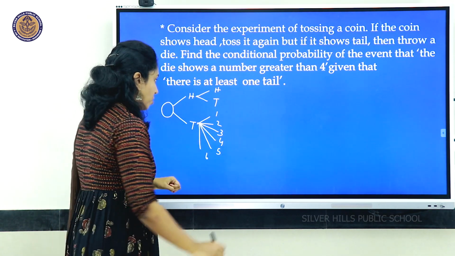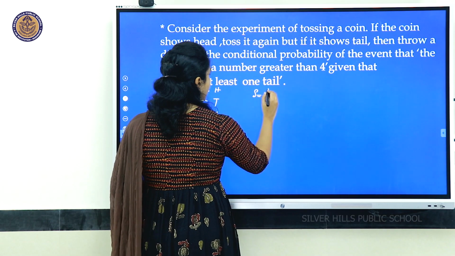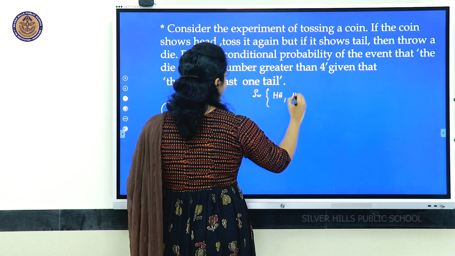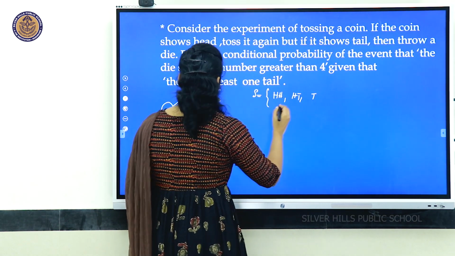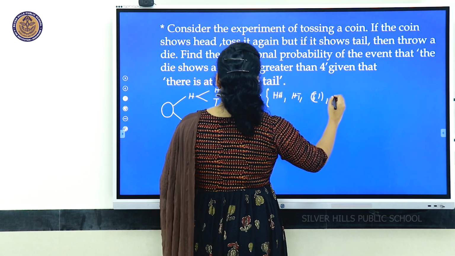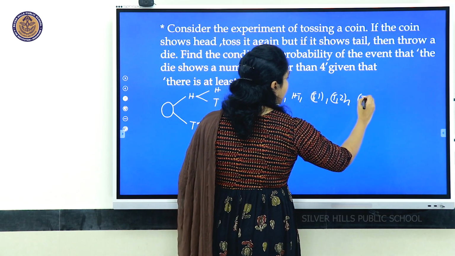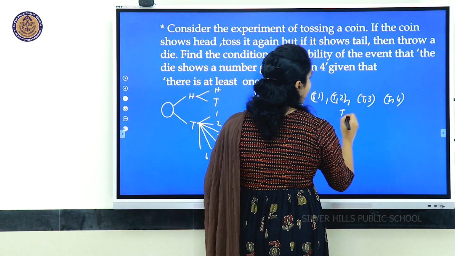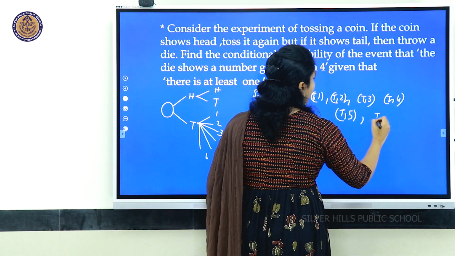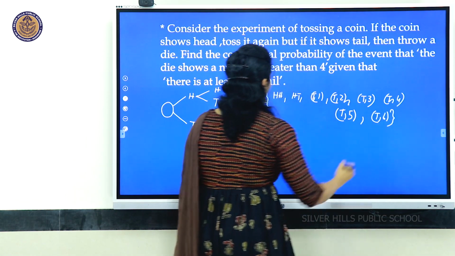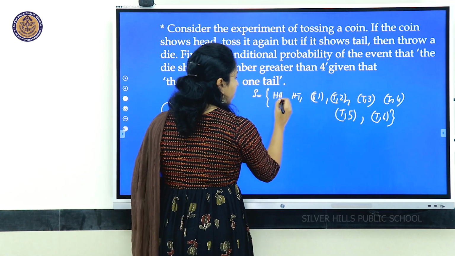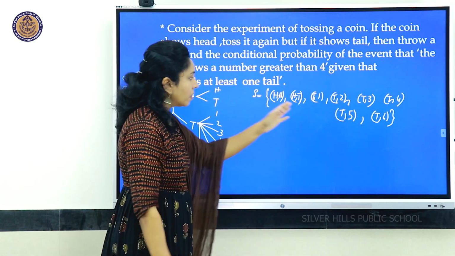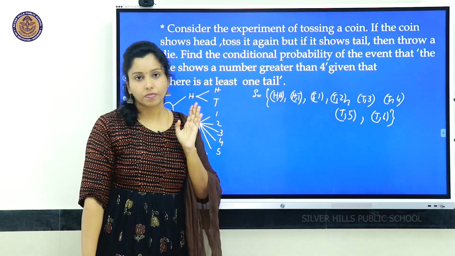So when you combine these two, I can write the sample space S is equal to, what are the members here? You have HH, HT, okay, then you have T1, T2, T3, T4, T5, T6. Okay, either you can write H comma H in ordered pair, or even if you write HH, it's correct. If you want, you can write in terms of ordered pair. These are the members of the sample space.